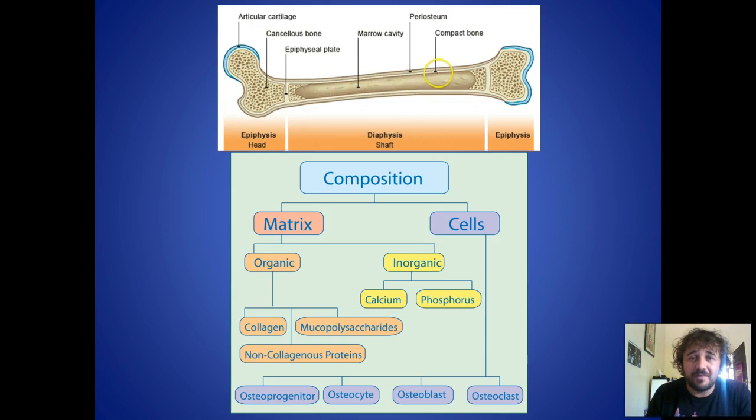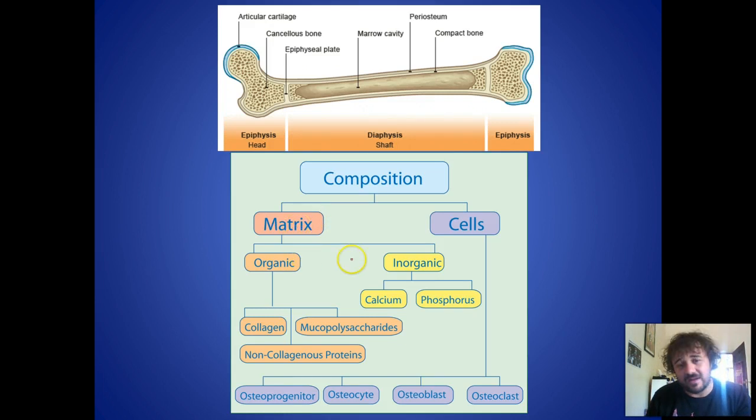Now, you've got the compact bone along the line here, and that's the hard part. That's the bit that gives your bone strength. And at the end, you have cartilage. Now, this is vital, but we'll get into joints in a little bit. So, what's it made of? Well, matrix is what we're mostly going to be interested in. The matrix is the tissue that makes up the bone.